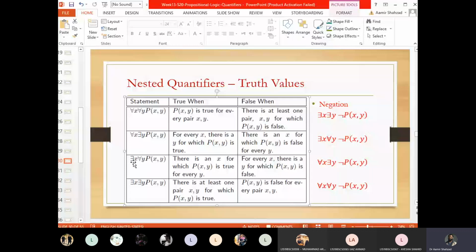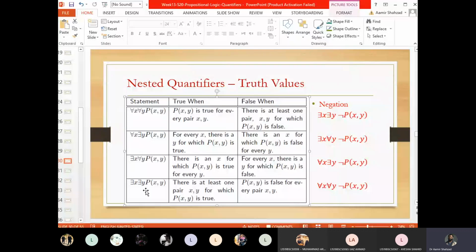और आखिरी is simple, there exists x, there exists y, p of xy means आपका predicate p of xy is true for at least one pair of xy. कि कम से कम एक x और उसके corresponding एक y ऐसा है कि p of xy होल्ड करेगा. एक से ज्यादा भी हो सकते हैं, लेकिन कम से कम एक तो है. ये फॉल्स कब होगा? जब एक भी ना हो, कोई एक पेयर भी ना हो.